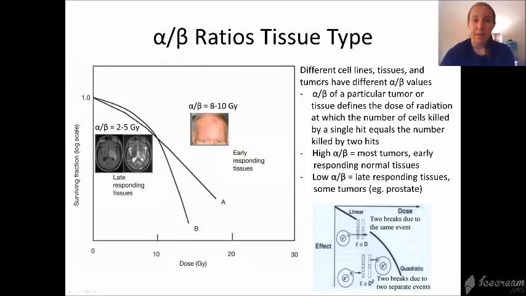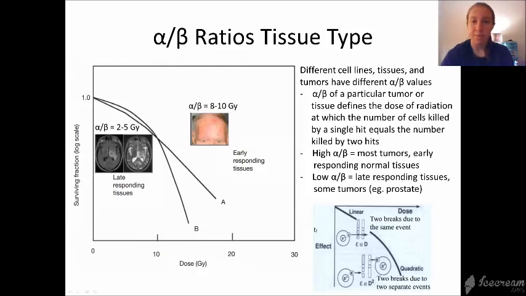So these different cell lines, different tissues and tumors have different alpha beta ratio values. The alpha beta of a particular tumor or tissue defines the dose of radiation at which the number of cells killed by a single hit equals the number of cells killed by 2 hits. If you recall, this is a single hit here, the linear part, and then you have a double hit here, and this is the quadratic part.